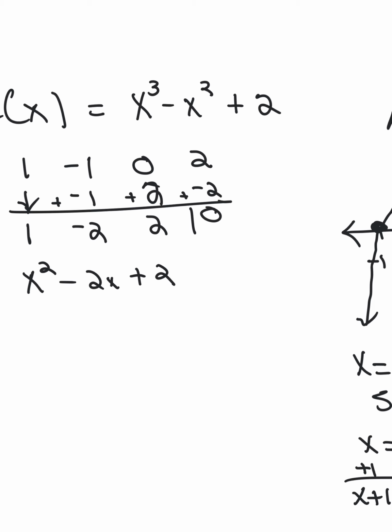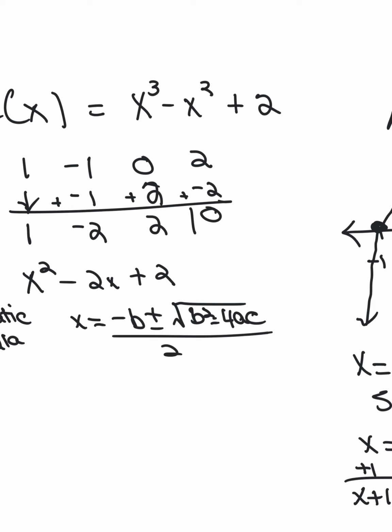Now, I look to see if I can factor that. I cannot, because there are no factors of 2 that add up to be negative 2. So I'm going to use the quadratic formula. On the quadratic formula, we are plugging into the formula: x is equal to negative b plus or minus the square root of b squared minus 4ac, over 2a.